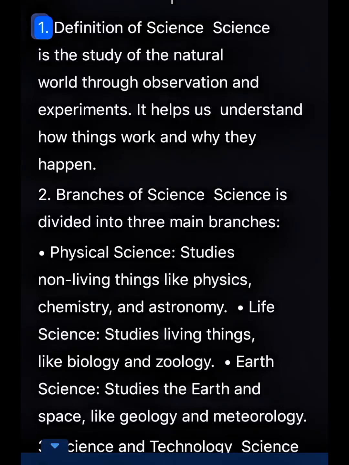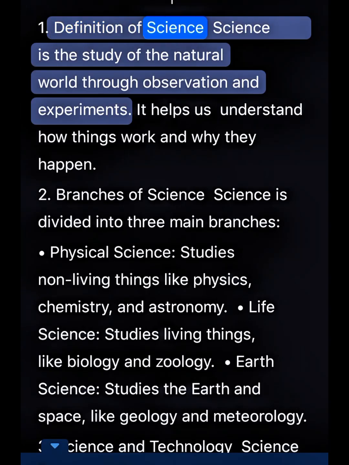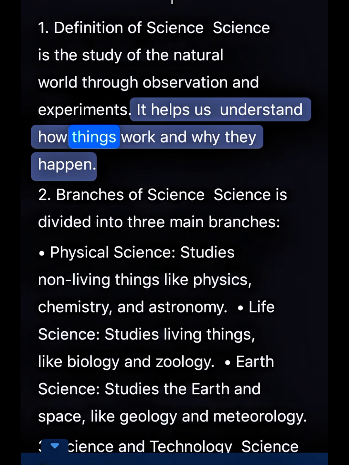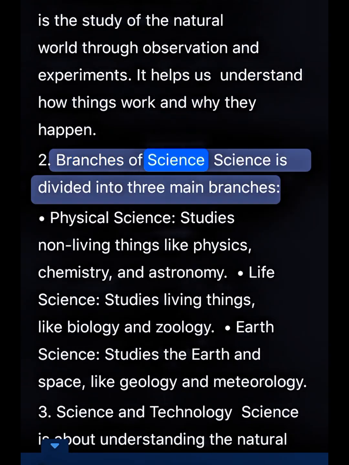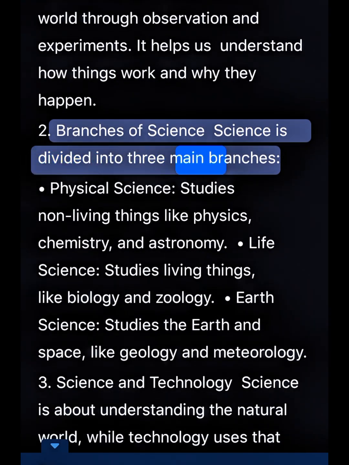1. Definition of science. Science is the study of the natural world through observation and experiments. It helps us understand how things work and why they happen. 2. Branches of science. Science is divided into three main branches.